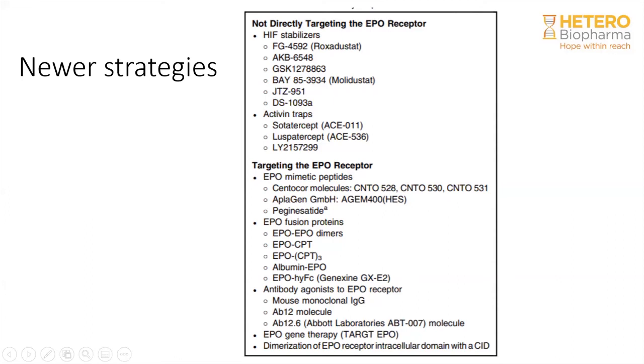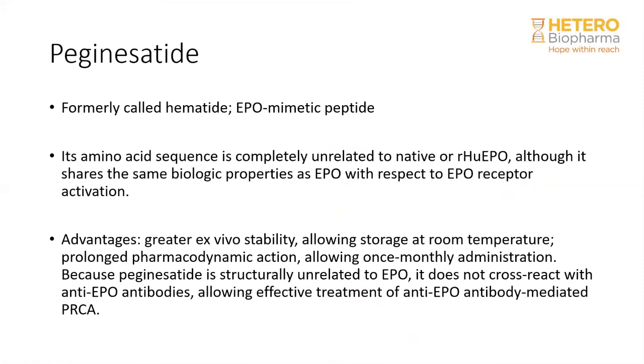Peginesatide is what the KDIGO recommends for pure red cell aplasia patients. FDA has already withdrawn the molecule. The KDIGO guidelines were from 2012, and I don't think that holds true now. Probably KDIGO needs to revise the section on pure red cell aplasia, because peginesatide has been withdrawn in both the US and European markets, as well as from Japan.